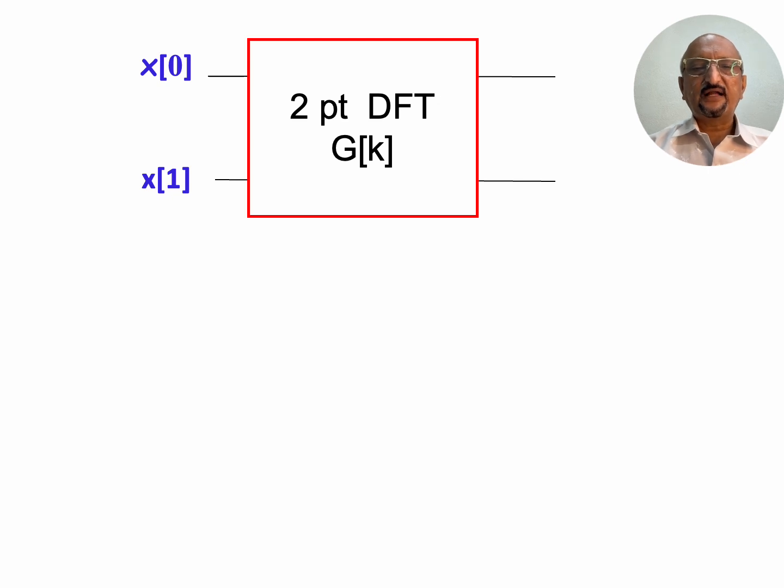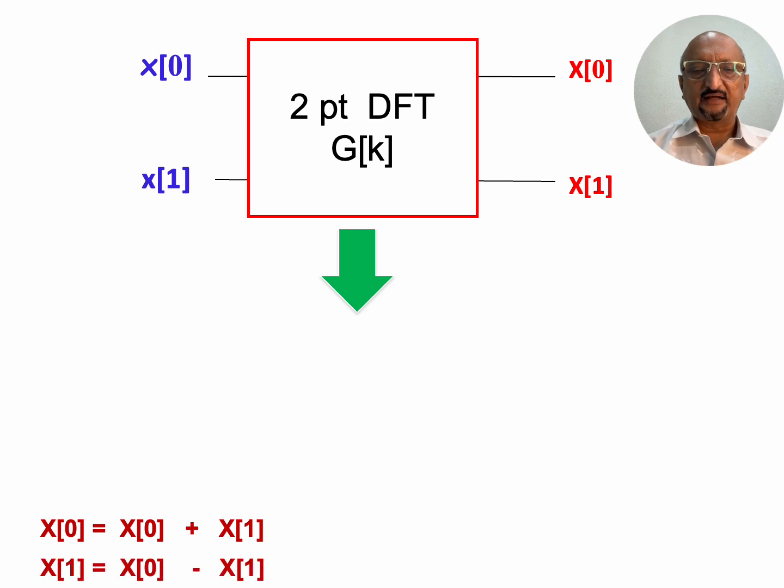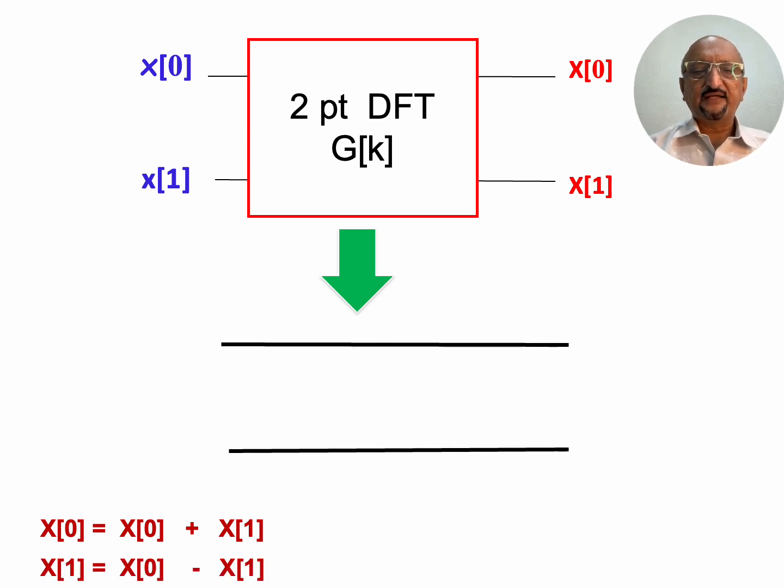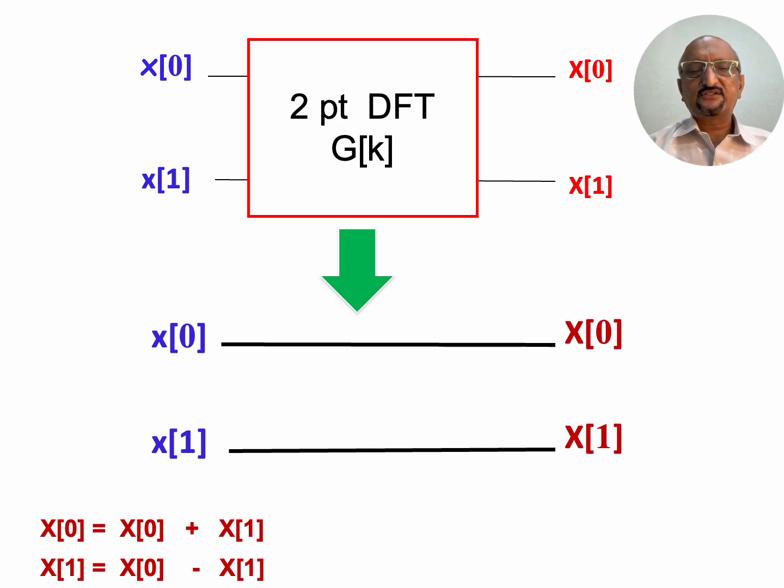Small x of 0, x of 1 are input values, and capital X of 0, X of 1 are coefficient values of discrete Fourier transform. Now, let's evaluate this DFT equation and we'll get these required coefficients of DFT. We now want to evaluate this graphically. To evaluate this graphically, on the left hand side x of 0, x of 1 are discrete time sample values, and on the output right hand side, X of 0, X of 1 are coefficient values.